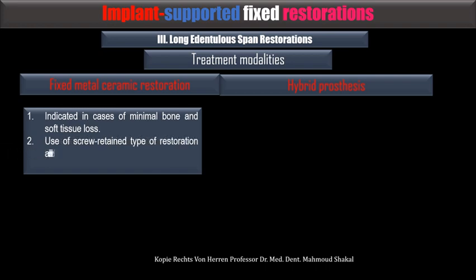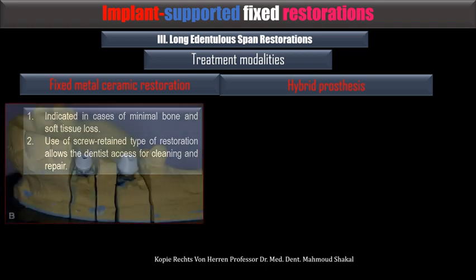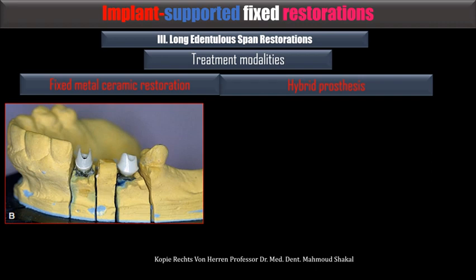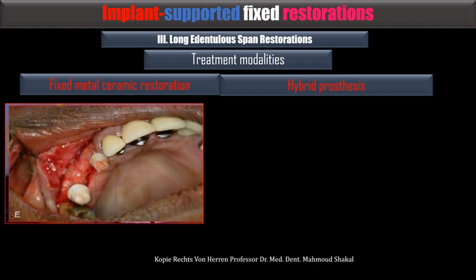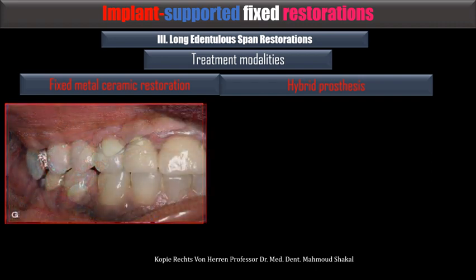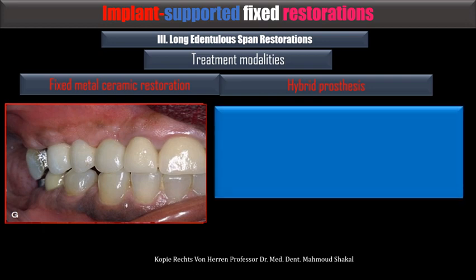Choice number one, the fixed metal ceramic restoration, is indicated in case of minimal bone and soft tissue loss. Use of a screw-retained type of restoration allows the dentist access for cleaning and repairing, like this case, and here's the final restoration.